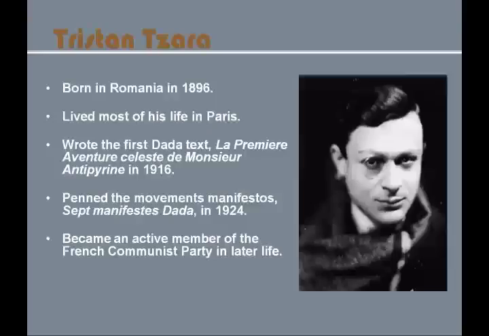So Tristan Tzara was our key figure, the founder. He was born in Romania in 1896, and he lived most of his life in Paris. As I think you're probably getting the sense here, Paris was a pivotal city during this period for avant-garde movements. He was a writer, and Tzara wrote the first Dada text, and also wrote a series of manifestos. Later in life, he became an active member of the French Communist Party. And it should be emphasized that many of these artists were political in nature, and that part of the goal of their manifestos was to position art for or against specific political movements.